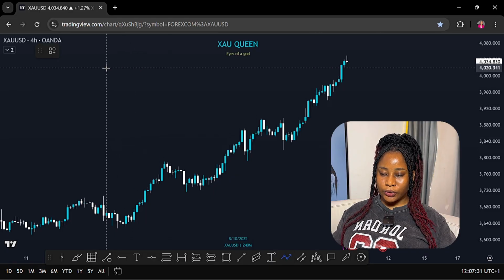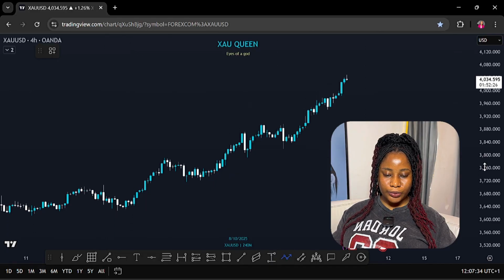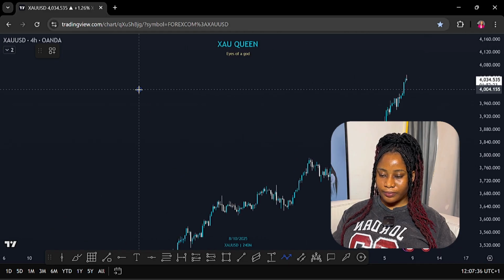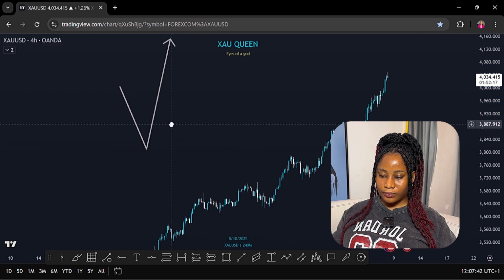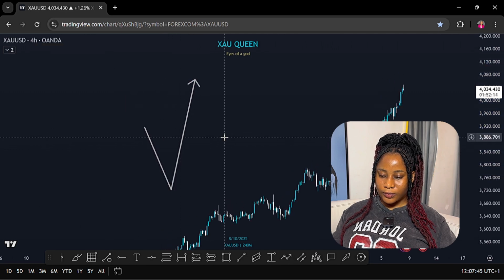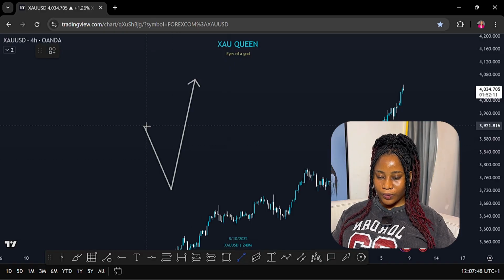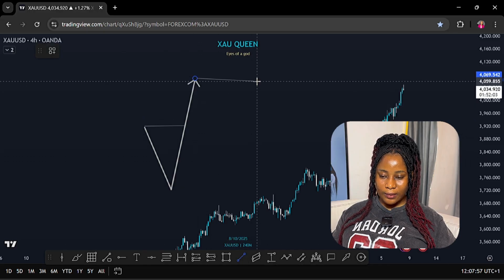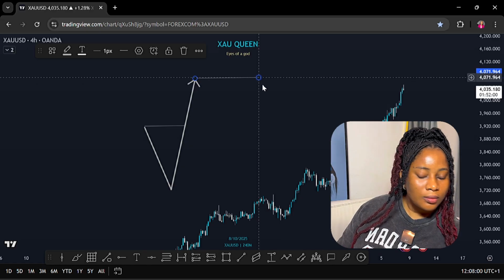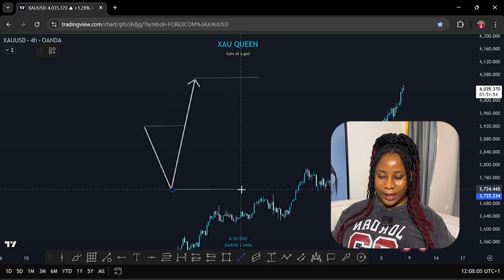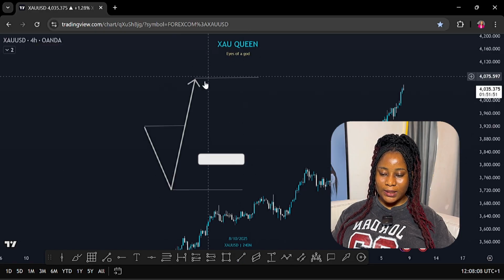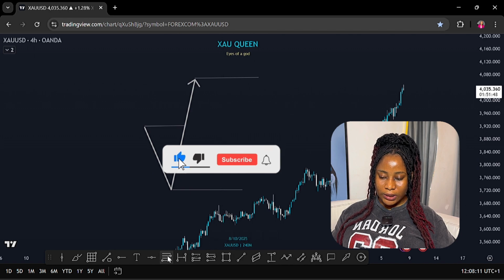Now, what is a trading range? Now, this right here is our break of structure. So this area from this high to this low is our trading range. From this high to this low is our trading range.